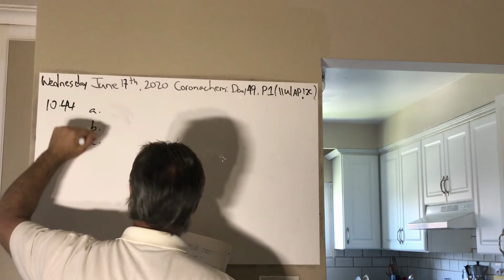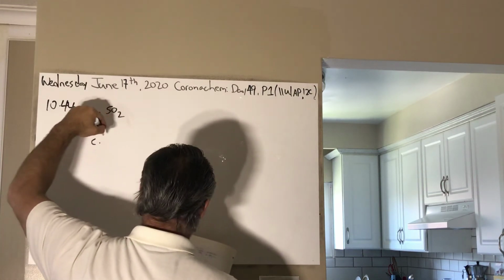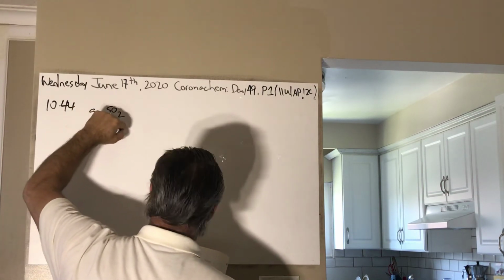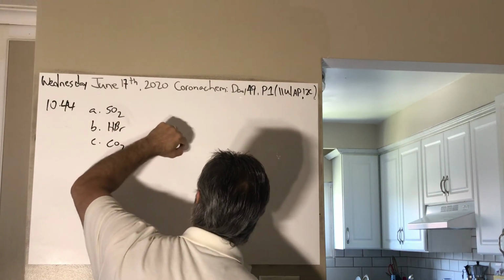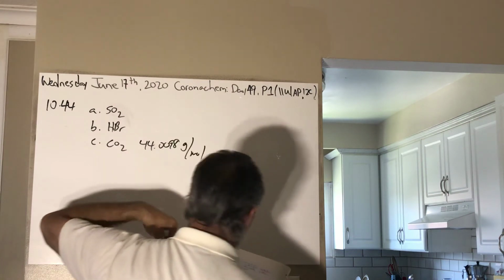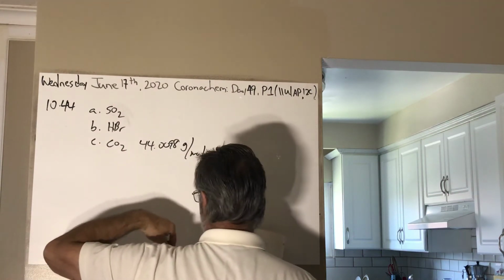Why did I do that? You've got SO2, you've got HBr, and you've got CO2. So CO2 I know by heart. It's 44.0098 grams per mole. I do so many problems with it that it's embedded in my mind.